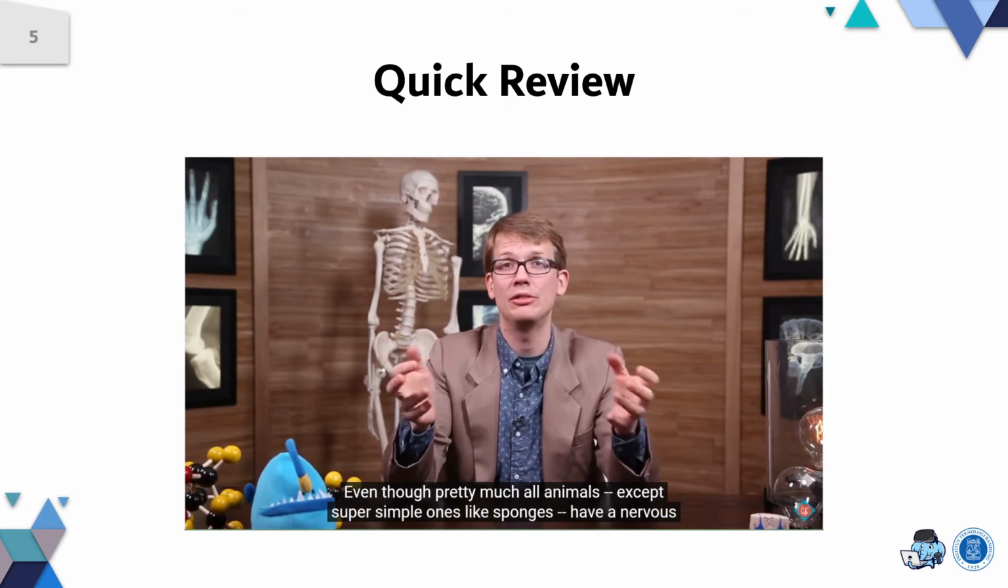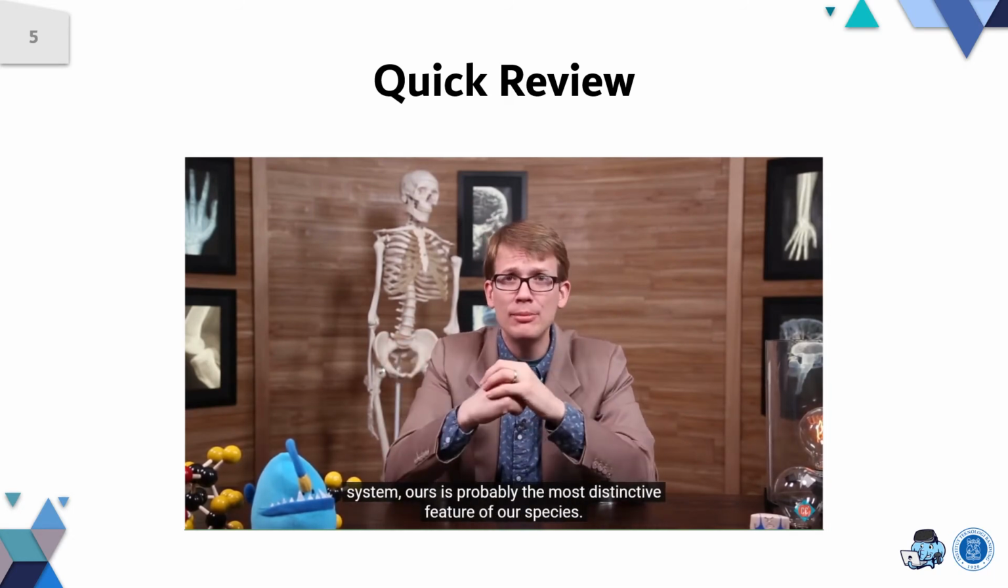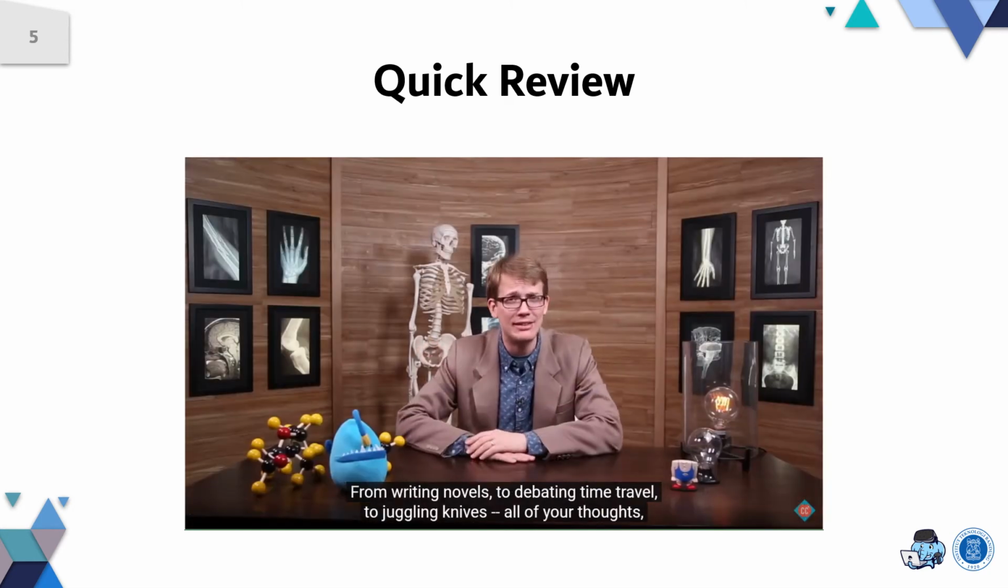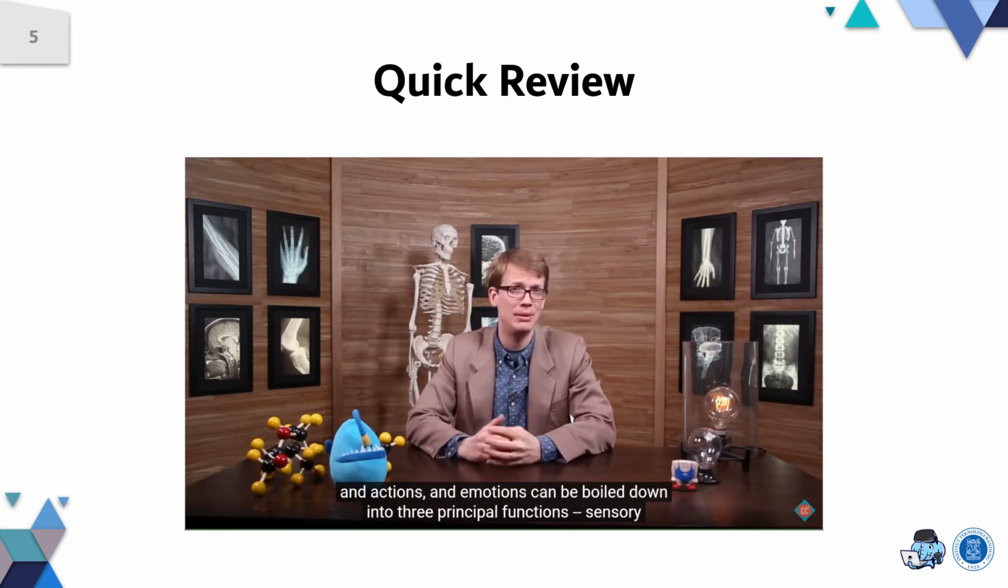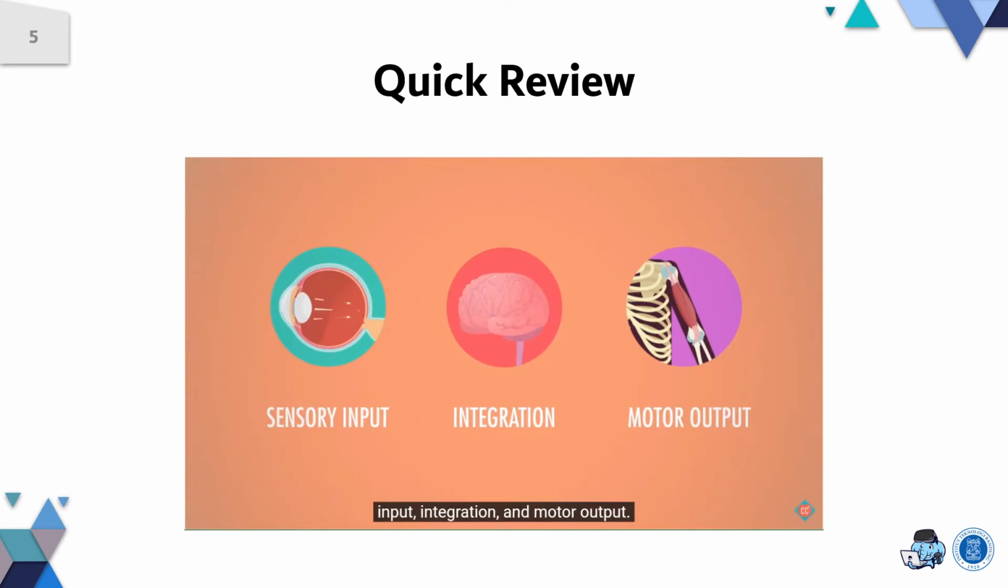Even though pretty much all animals, except super simple ones like sponges, have a nervous system, ours is probably the most distinctive feature of our species. From writing novels to debating time travel to juggling knives, all of your thoughts and actions and emotions can be boiled down into three principal functions: sensory input, integration, and motor output.